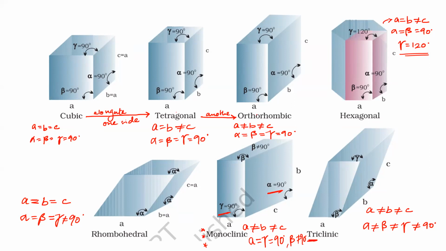Rhombohedral is like just a rhombus, but in 3D. Monoclinic, you have to remember the sides are not equal, but alpha and gamma are equal to 90 degrees, beta is not equal to 90 degrees.